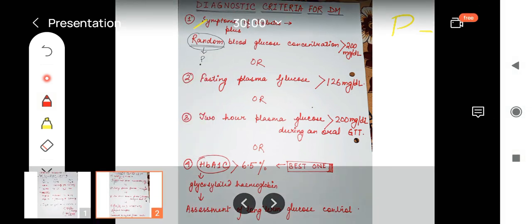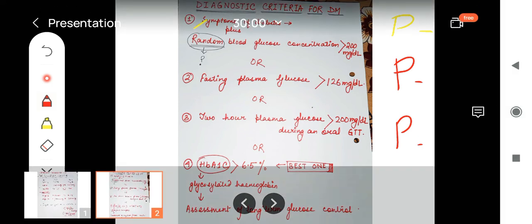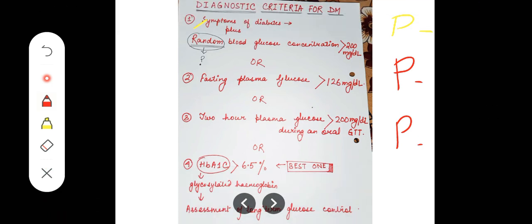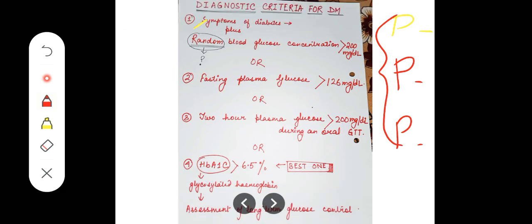Then there is polyphagia. This P stands for intense food intake. The patient is very hungry always. Okay. The next P is for polyuria. That is frequent urination. So all these Ps have to be there as a symptom of diabetes. And if you get a positive family history in the patient, then that will be like a cherry on the cake. Okay. The next point that is the most important is random blood glucose concentration.